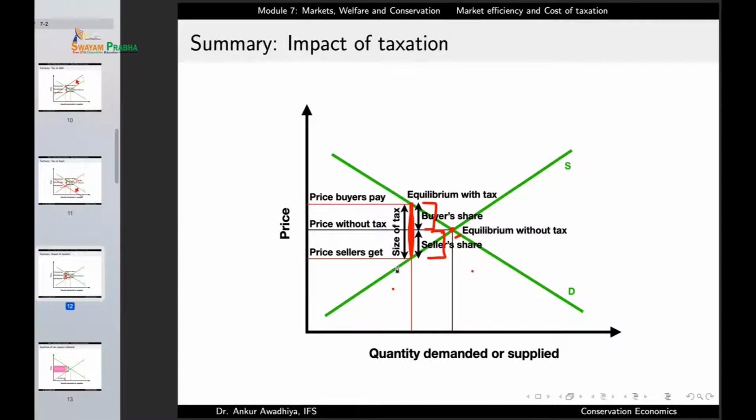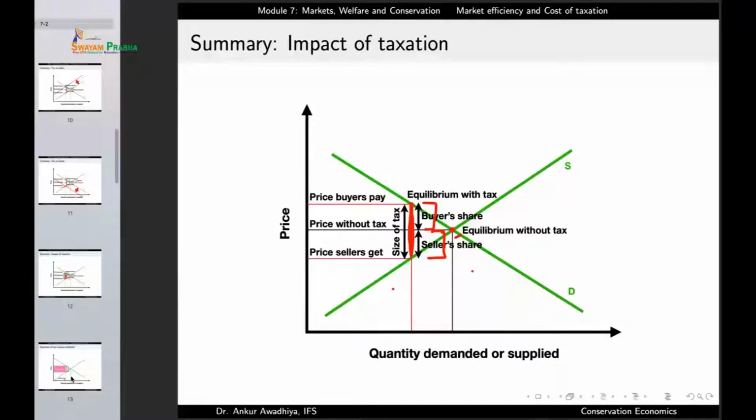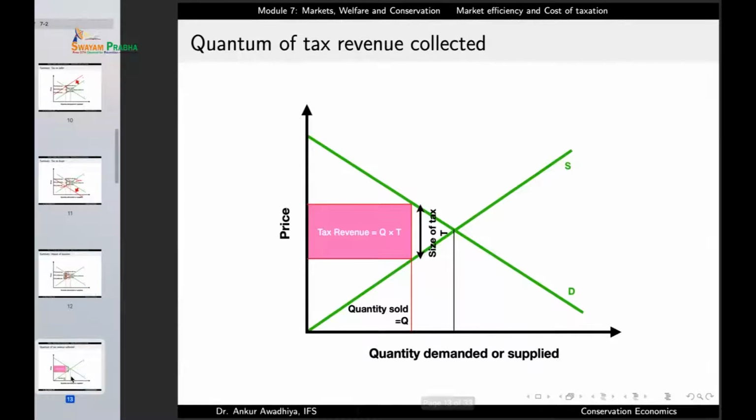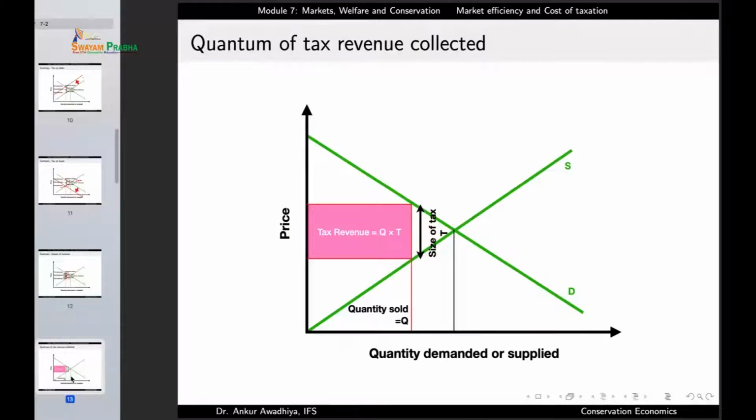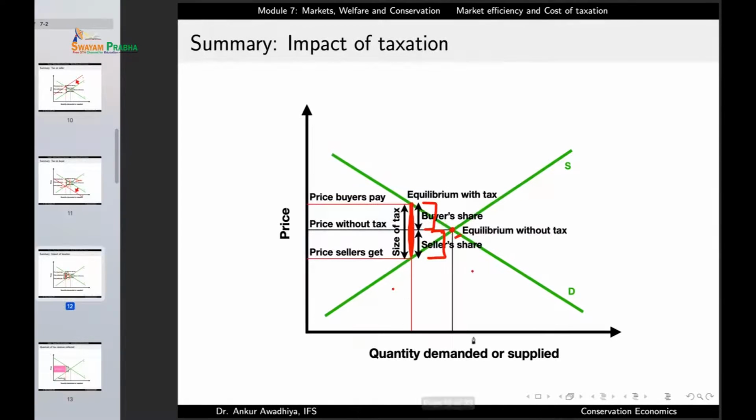Whatever happens, there is a certain amount of money that has to be paid by the buyer and there is a certain share of the tax that has to be paid by the seller. Now in this situation, when the size of the tax is T, we can compute the tax revenue. So what is the total amount of money that the government gets by imposing this tax? That is known as the tax revenue. Now the tax revenue is given by the size of the tax multiplied by the quantity that is sold after the tax. So what we were seeing is that earlier the equilibrium quantity was this, but with the tax, the new equilibrium quantity is this. So this equilibrium quantity or the number of units of pen that are getting sold after the tax multiplied by the size of the tax.